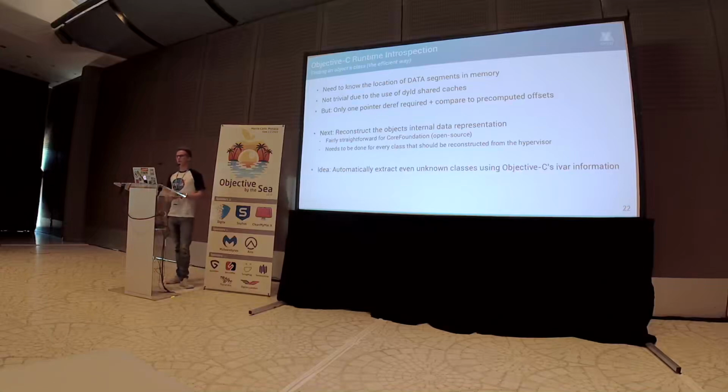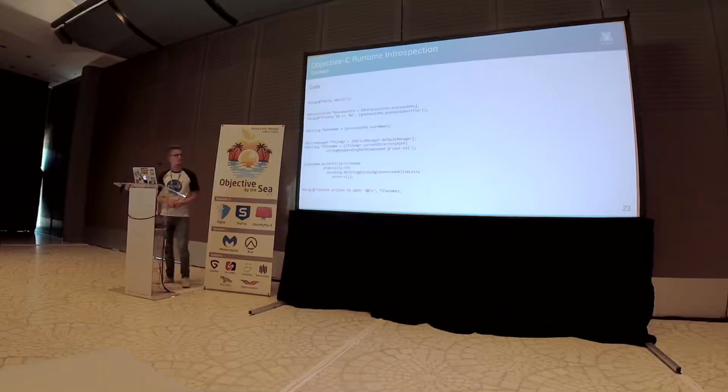Maybe you can use the Objective-C ivar information to get information about offsets inside these class structs automatically, and to automatically extract some values. But let's look at how this looks in practice. This is a small sample application I wrote to test my implementation. It just retrieves the current process ID, the current username, constructs a path, and writes the username to this path.